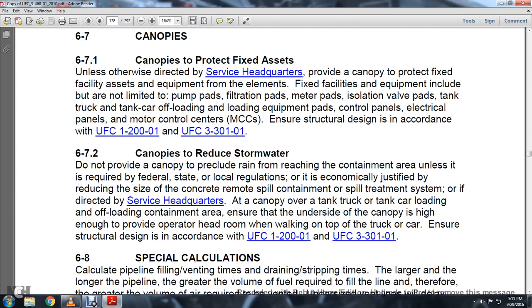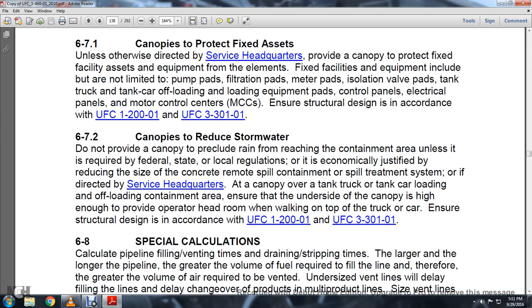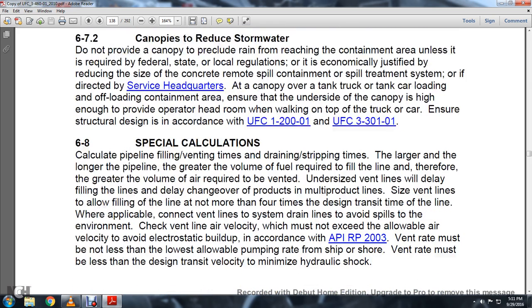Canopies to keep out stormwater. Do not provide a canopy to preclude rain from reaching a contaminated area unless it is required by federal, state, and local regulations, is economically justified by reducing the size of the concrete, remote spill containment, or the spill treating system, or if directed by the service headquarters. For a canopy over the tank truck or tanker car loading and offloading contamination area, ensure the underside of the canopy is high enough to provide the operator with headroom when walking to the top of the truck or car. Ensure the structural design is in accordance with UFC 1-200-01 and UFC 3-301-01.